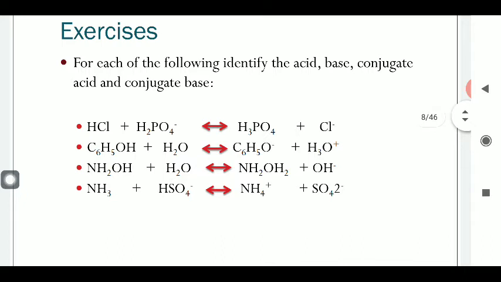Now in this exercise, you have to identify the conjugate acid-base pair. I have told you that all those compounds which have a tendency to donate H positive are known as the conjugate acid, and those which have a tendency to gain the H positive ion are known as base. Cl negative can gain the H positive, so it is counted as the conjugate base, and HCl can donate the H positive, so it is counted as the conjugate acid.